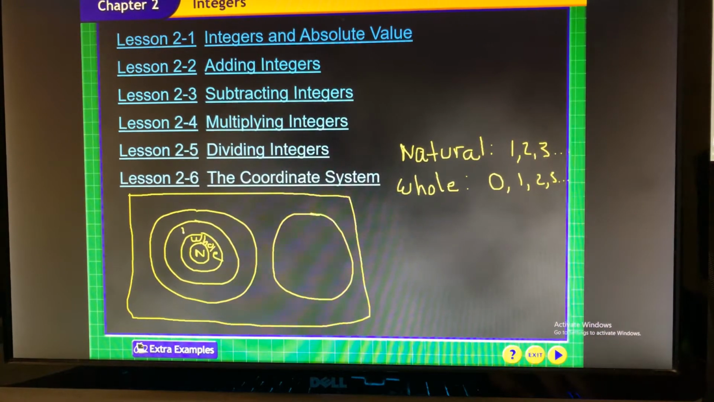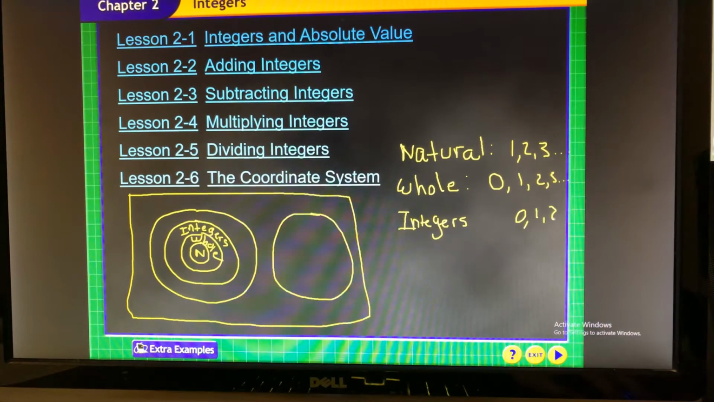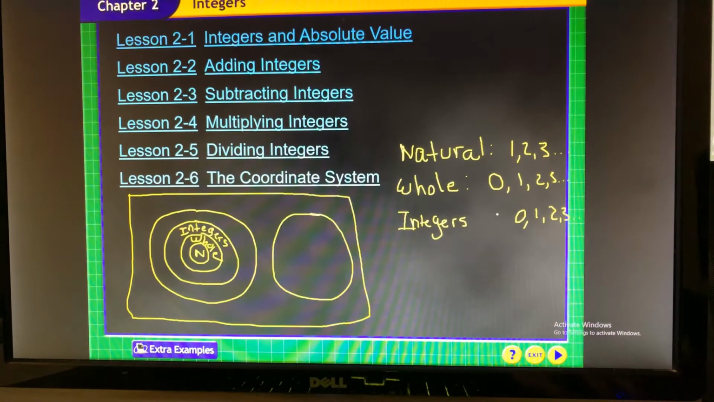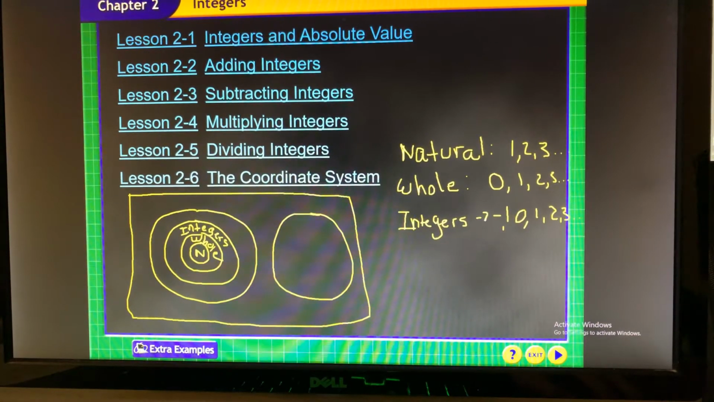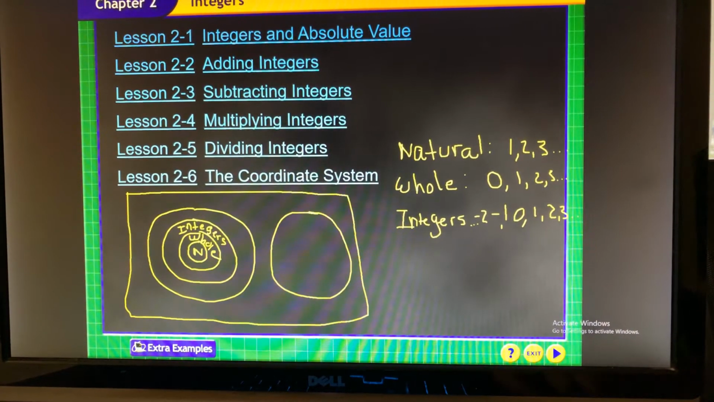The next group of numbers includes all the natural numbers. It includes all the whole numbers and their opposites. Those are your integers. So integers are whole numbers 0, 1, 2, 3, and their opposites, -1, -2, and so on. Notice in all three of those, there's no fractions and there's no decimals, okay?